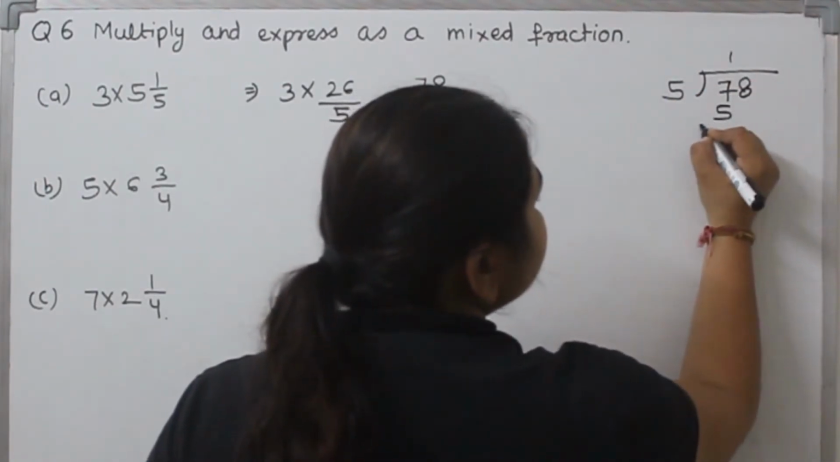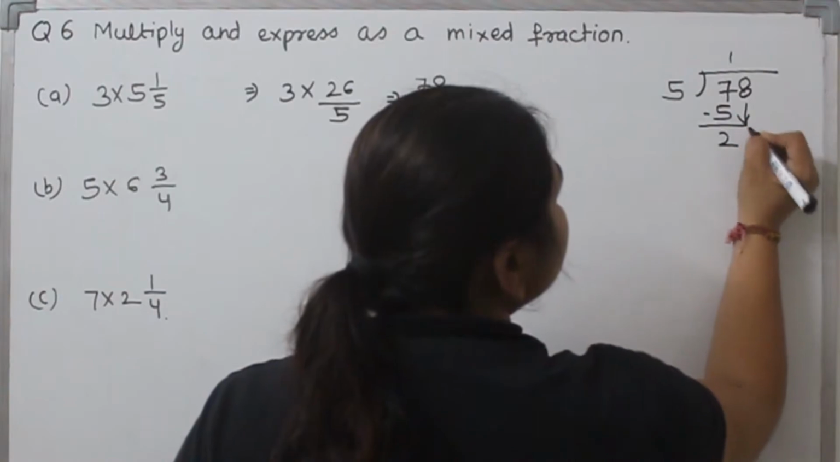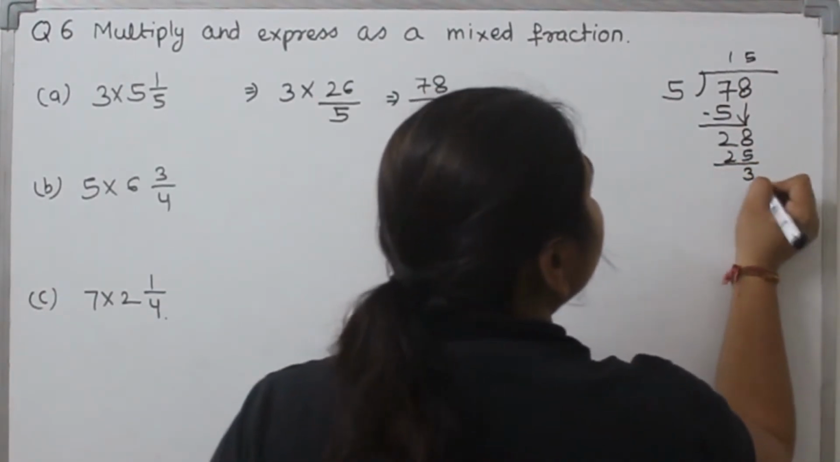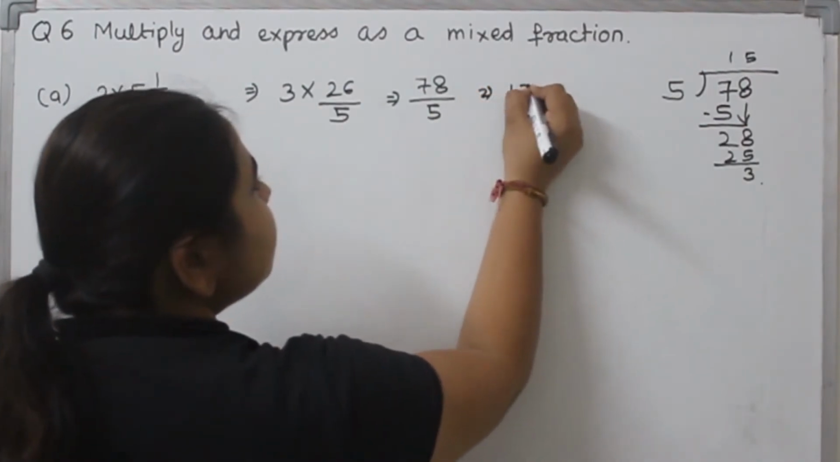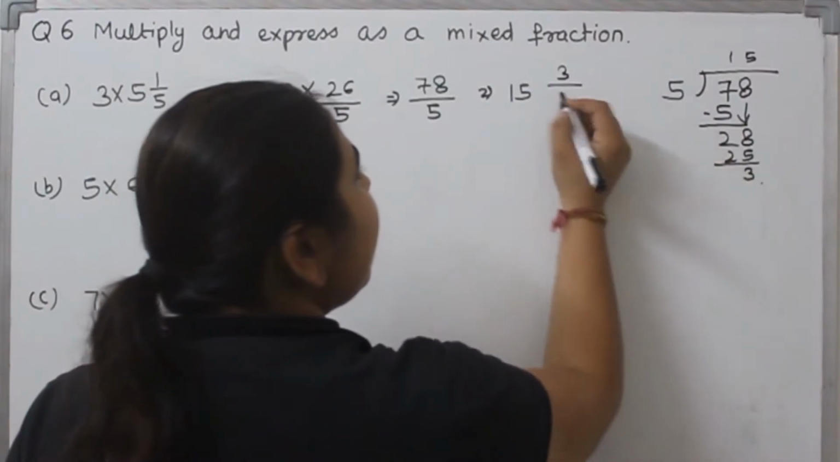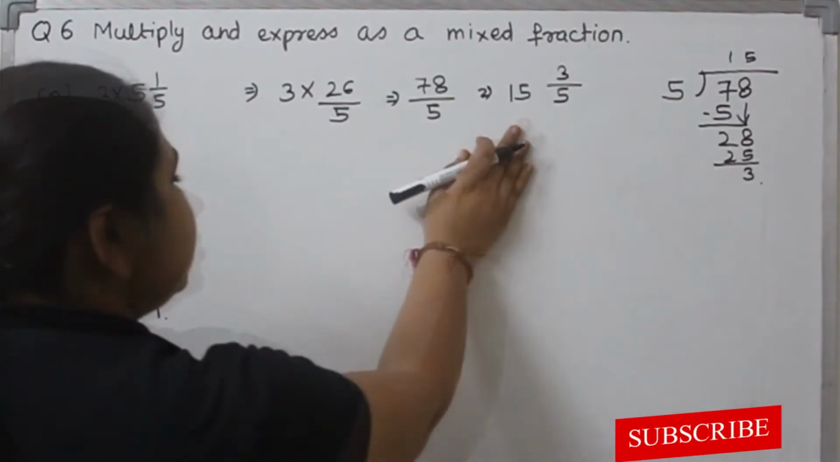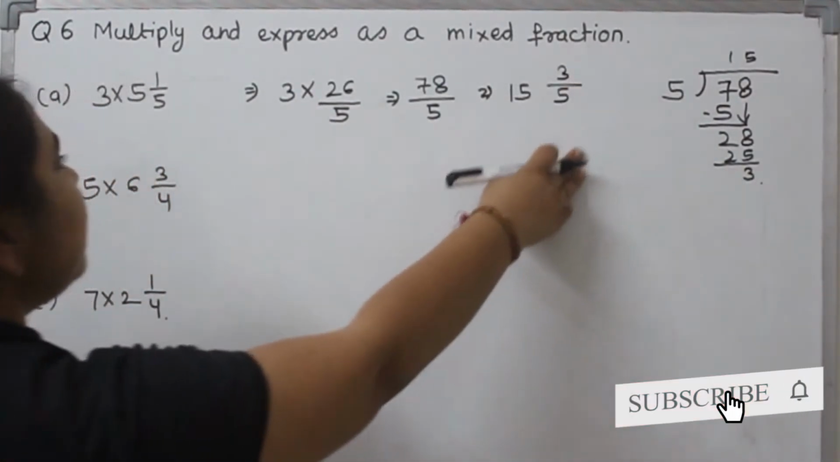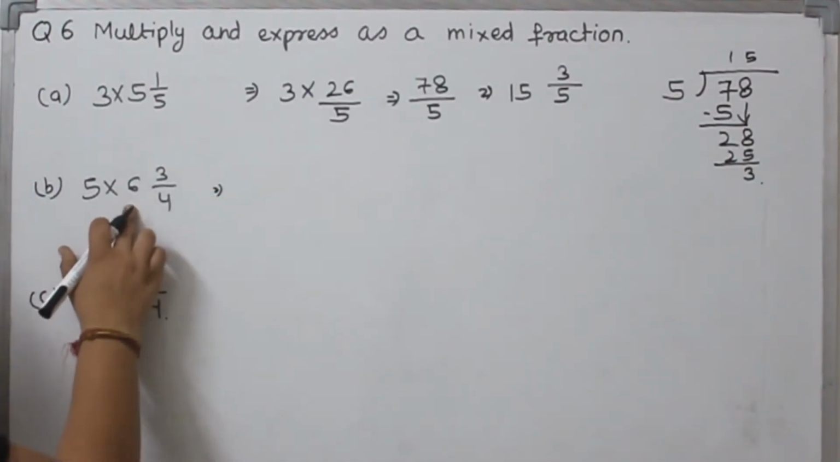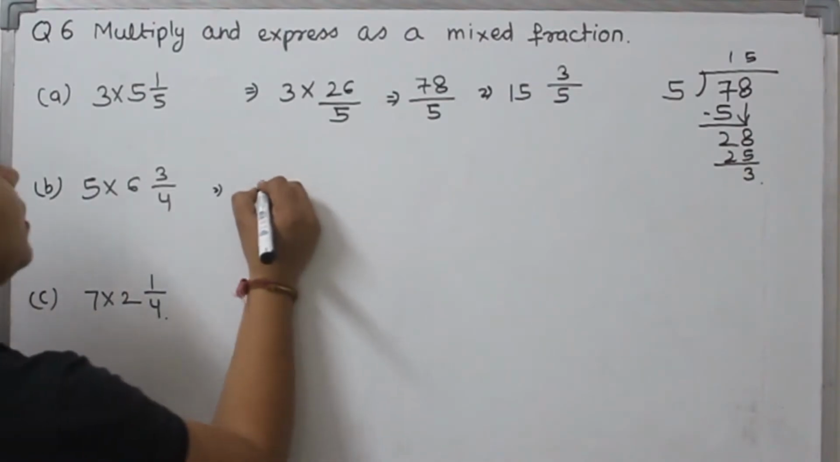5 ones are 5. Remainder 2. 5 fives are 25. Remainder 3. So the answer is 15 as the whole number, 3 as the numerator and 5 as the denominator. So this is the answer. 15 and 3 by 5. Part B: 5 multiplied by 6 and 3 by 4.